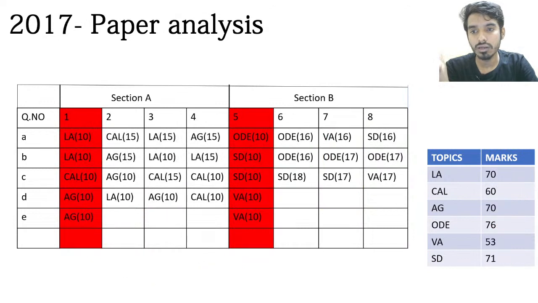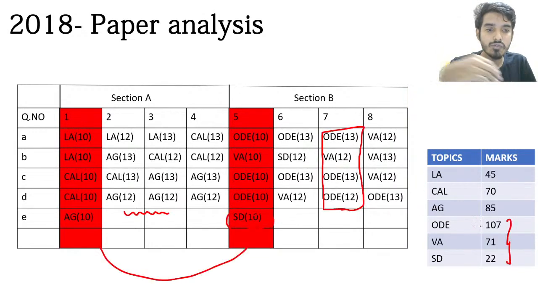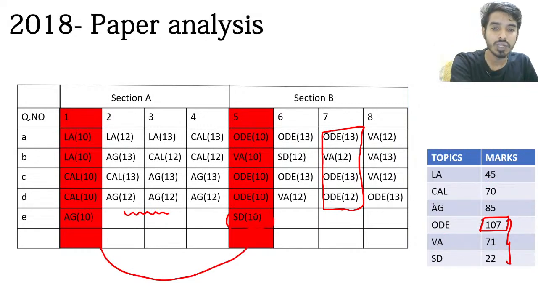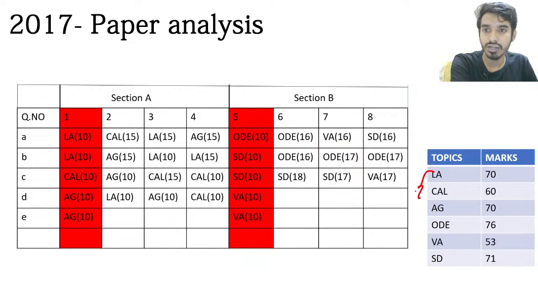So again, in the 2017 paper you can see we have section A and section B. In section A we have these 3 topics, and you can see the weightage of ODE in this paper. It carries 107 marks, ODE alone, right? So if you know how to solve and differentiate, you will do ODE. And vector analysis too. This is one of the easiest papers because it hasn't had many statistics and dynamics questions.